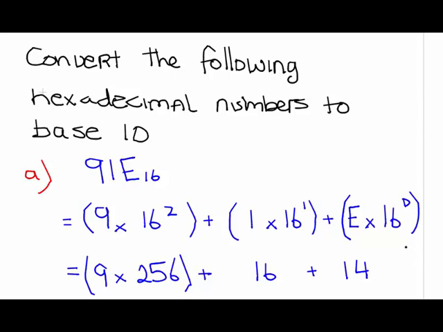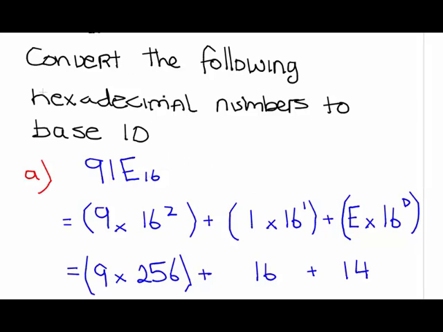In this presentation, we are going to convert four hexadecimal numbers to their base 10 equivalent, which is to say we're going to convert them to decimal numbers, to the base 10. So the first of our four numbers is 91e to the base 16.